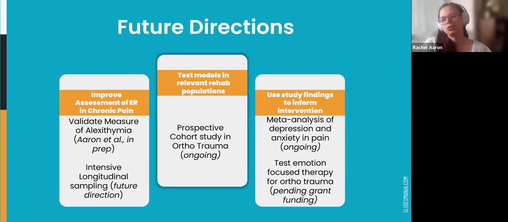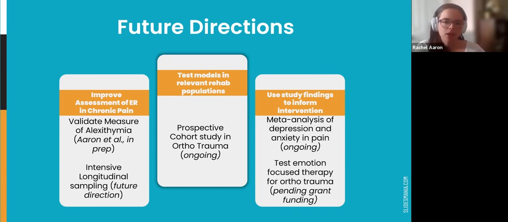So just to highlight a few future directions that I'm currently working on, I didn't talk too much about it, but there are a lot of other problems with the way we assess emotion regulation in pain and in general. For example, the alexithymia measure that's commonly used has many limitations. So my colleagues and I are currently validating a new measure of alexithymia that's thought to be more psychometrically sound in the pain population. So we're excited to see, well, I can tell you it is more psychometrically sound. So we're excited to have a potentially better measure of alexithymia to put out there. As I said, intensive longitudinal sampling, which is just getting repeat assessments over the course of the day.